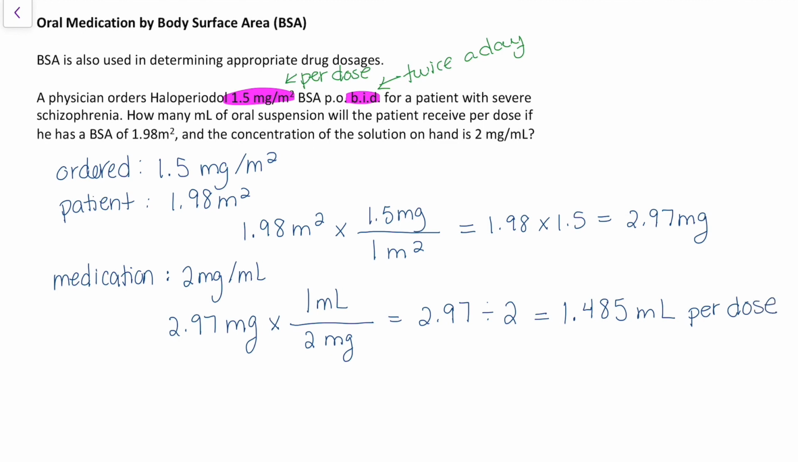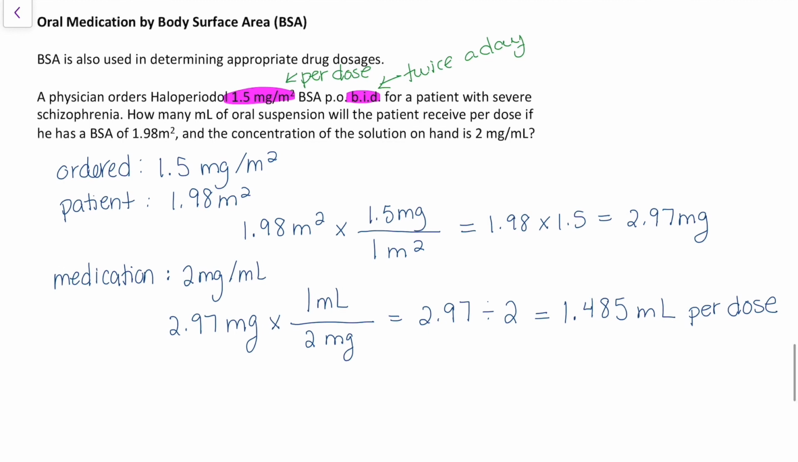Now, the next part of this question we'd need a bit more information for in terms of rounding. You'd have to look at, what syringes do we have available? If we have syringes that go to half a milliliter, then I might round this to 1.5 milliliters, which would still be within 10%, but it would depend on what syringes I have and how accurate the patient could be with measuring to determine how I would round this answer. So for now, we'll just leave it at 1.485 milliliters per dose.